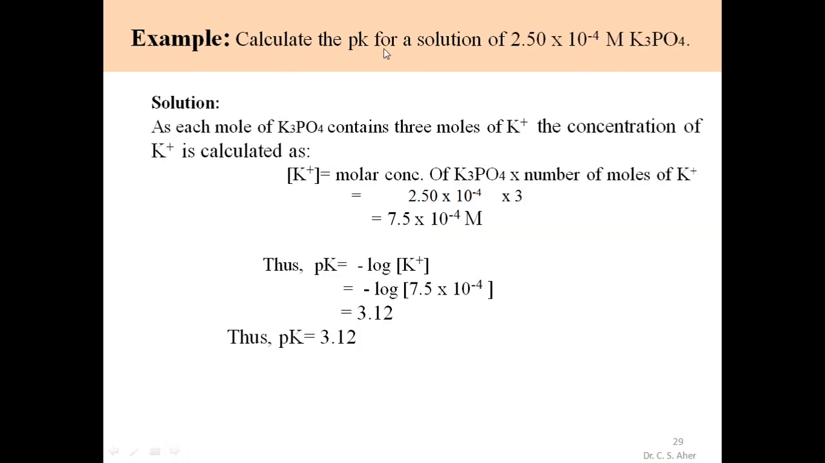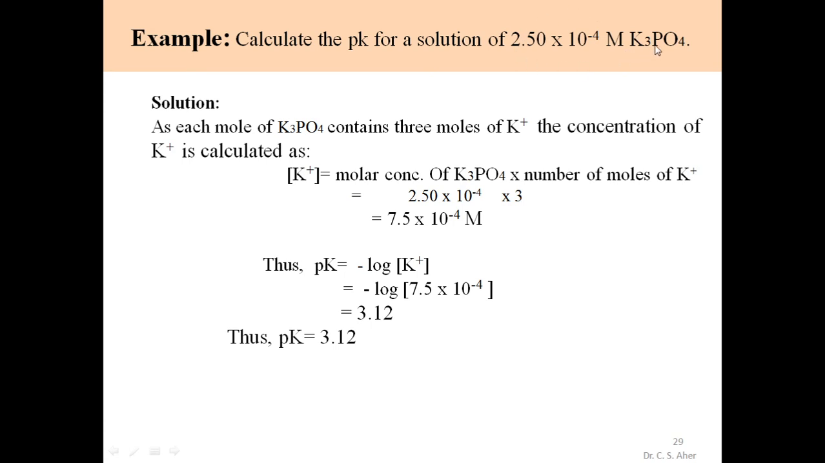Another example: calculate pK for a solution of 2.5 times 10 raised to minus 4 moles of K3PO4. From this solution, we calculate the potassium ion concentration in terms of P value. As each mole of K3PO4 contains 3 moles of K plus, 1 mole of solute gives 3 moles of K plus ion. Thus the K plus ion concentration is equal to the concentration of potassium phosphate K3PO4 multiplied by 3.